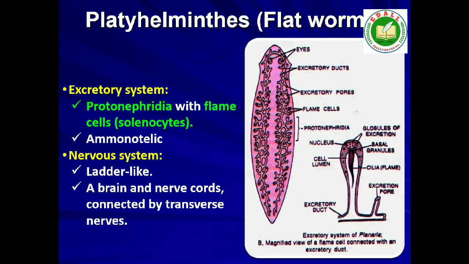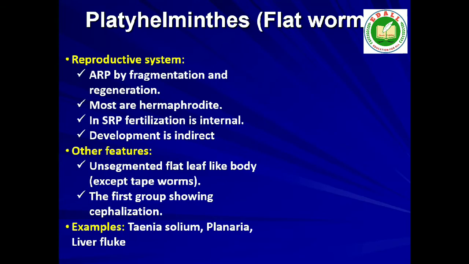Specialized cells called flame cells help in osmoregulation and excretion. Sexes are not separate. Fertilization is internal and development is through many larval stages. Some members like Planaria possess high regeneration capacity. Examples: Taenia, also called tapeworm, Fasciola, also called liver fluke.